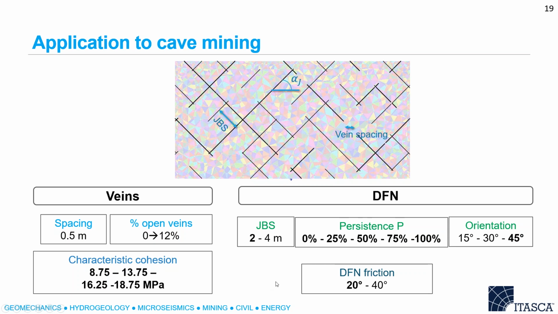So we have performed a parametric study taking into account all these parameters, but today I'm gonna focus mainly on the effect of the strength of the contacts between the blocks, bonded blocks, so the veins, and also on the effect of the discrete fracture network, so on the persistency of the discrete fracture network.